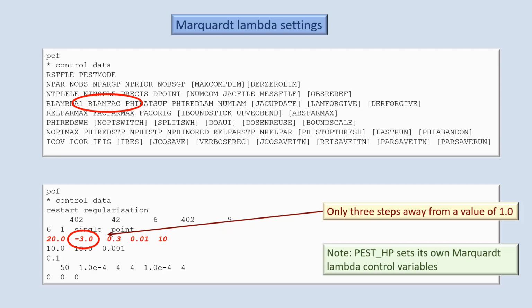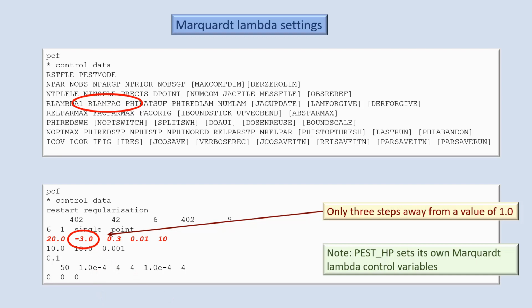Normally it's a good thing if that Marquardt lambda can move fairly quickly to different values if it needs to. By setting rlamfac to -3, PEST will redetermine the factor that it uses during each iteration of the inversion process, so that with only 3 applications of that factor, the Marquardt lambda will be 1. That promulgates a fast-moving Marquardt lambda if the Marquardt lambda happens to be too low or too high at a certain stage of the inversion process. So it's good practice to set that to -3.